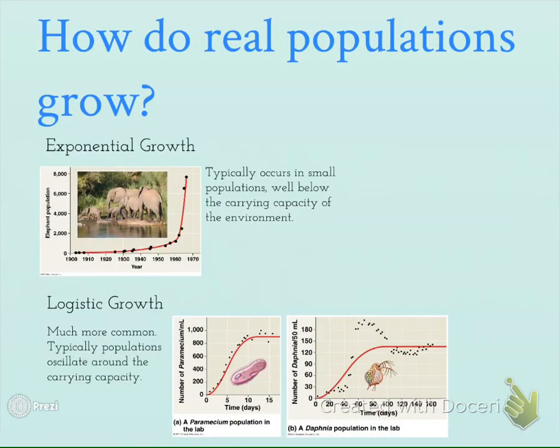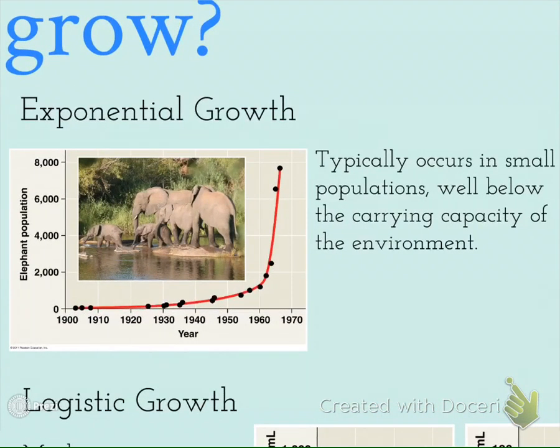So how do real populations grow? Essentially, both ways. Typically, exponential growth is only seen in a small population. Like here you have an example of some elephants, with conservation measures in the early 1900s. The elephant population was really low. Conservation measures were implemented, and survival rates increased, and the elephants began reproducing exponentially. So the population grew exponentially, particularly around 1960 to 1968 or so. Typically that happens, again, only in small populations, well below carrying capacity.